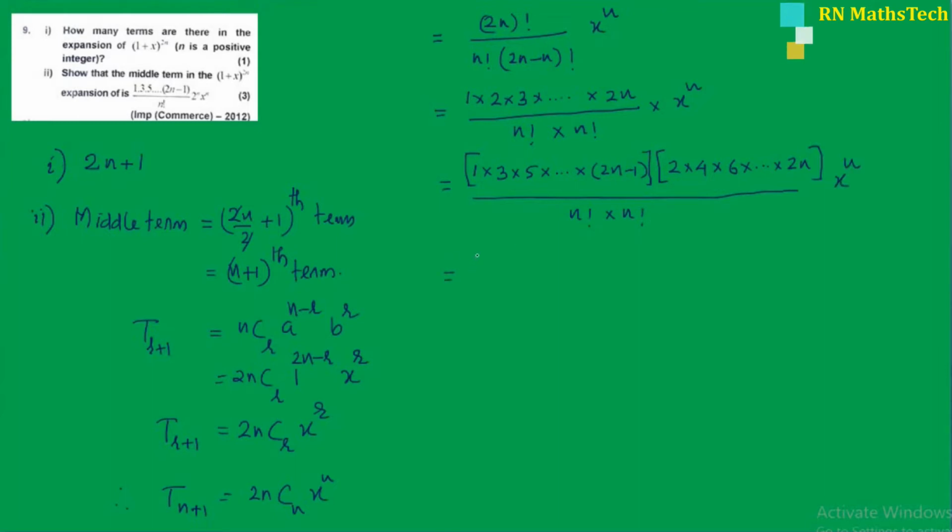Okay, that is 1 into 3 into 5 into etc. into 2n minus 1 into, here we can take 2 from each even integer. First one is 2 into 1, 2 into 2, 2 into 3, 2 into 4, etc., 2 into n. So we can take 2 raised to n outside, into 1 into 2 into 3 into etc. into n, divided by n factorial into n factorial, x raised to n.